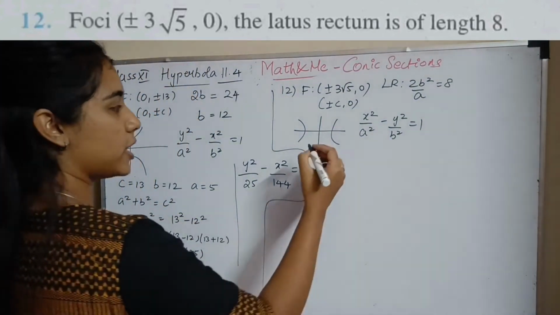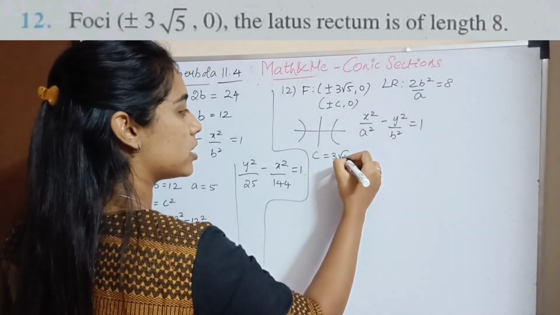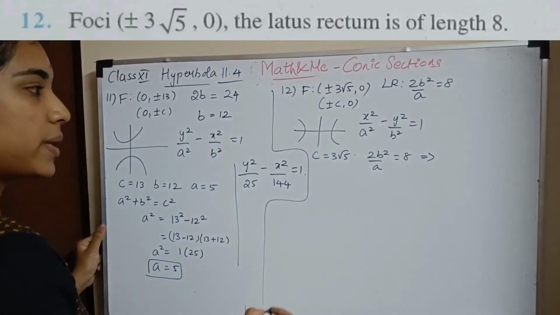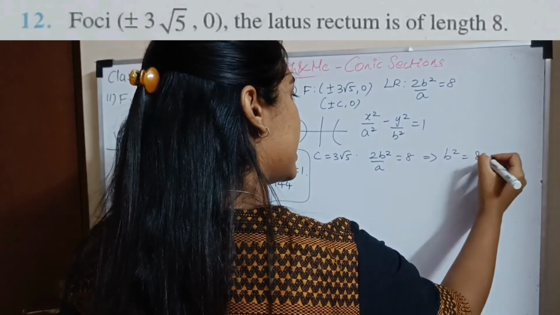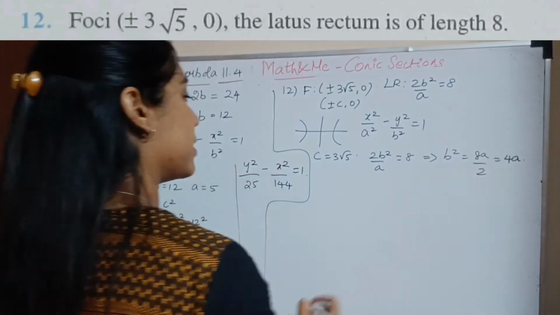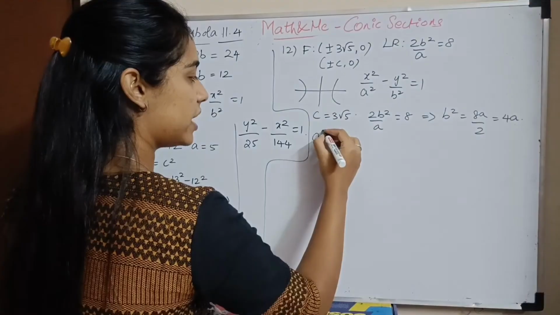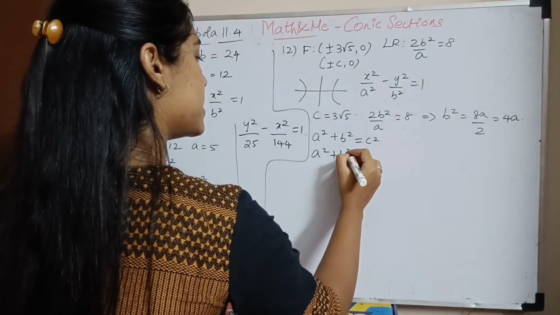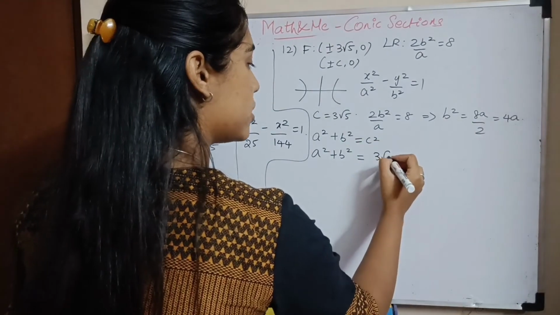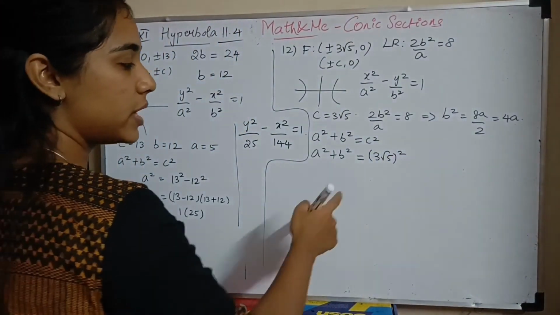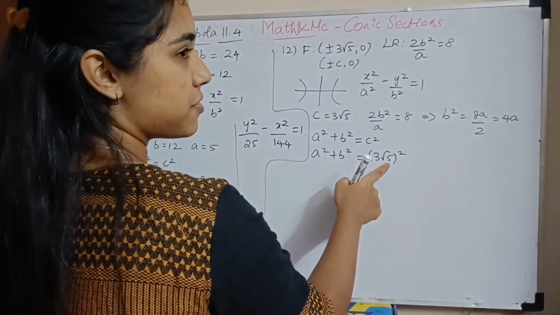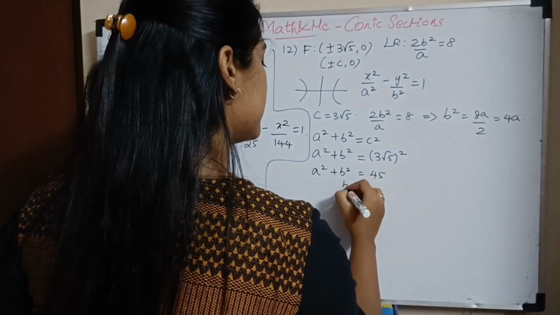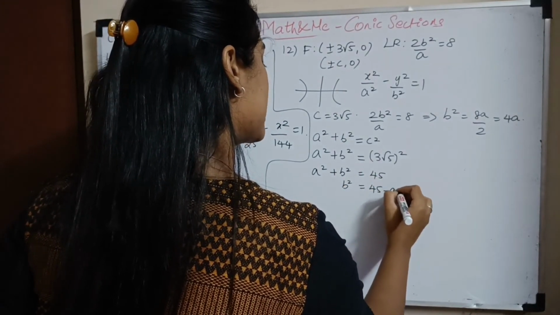So now you need to find the values. You have c equals 3 root 5. You have 2b square divided by a equals 8. So from this, what is b square? B square is 8a divided by 2, which is 4a. Okay. You also know the relation between a, b and c. A square plus b square equals c square. A square plus b square equals, what is my c square? It is 3 root 5 the whole square. What is 3 root 5 the whole square? 3 3s are 9. Root 5 into root 5 is 5. 9 5s are 45. So I have a square plus b square equals 45. B square is 45 minus a square.